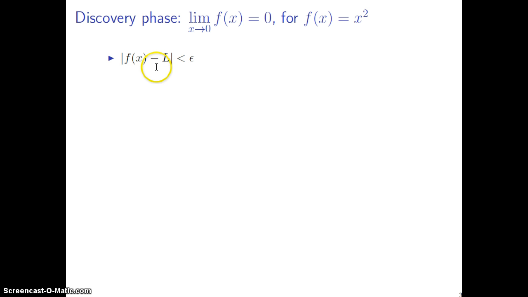As always, start with this, plug in what you know. f of x is equal to x squared, and L, the limit, is 0. So plug in those things, and this simplifies considerably because you don't have to subtract 0, just get rid of that. And then finally, think of what absolute value does to a positive number. Absolute value does nothing, and x squared is a positive number, so we can just drop that.